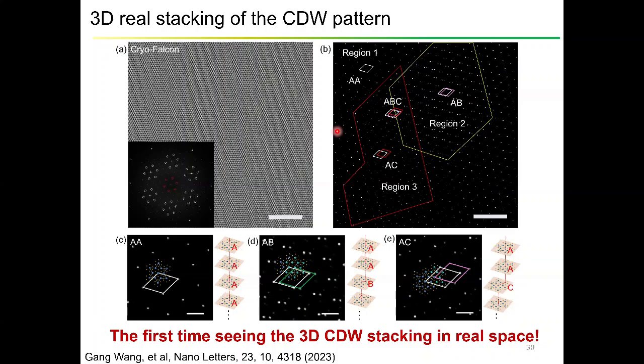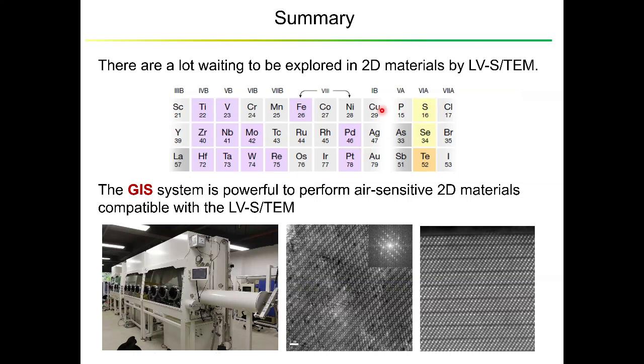Okay, so finally, I want to conclude my talk: there are a lot of new things to be seen in 2D materials, and we are just seeing a very, very small tip of an iceberg in the sea. Okay, and the GIS, the new tool or unique tool, the GIS, that can hold the whole experiment without exposing to air, has a very powerful capability to investigate a lot of air-sensitive 2D materials, so that we can think more about the structure and property correlation in these low-dimensional quantum materials.